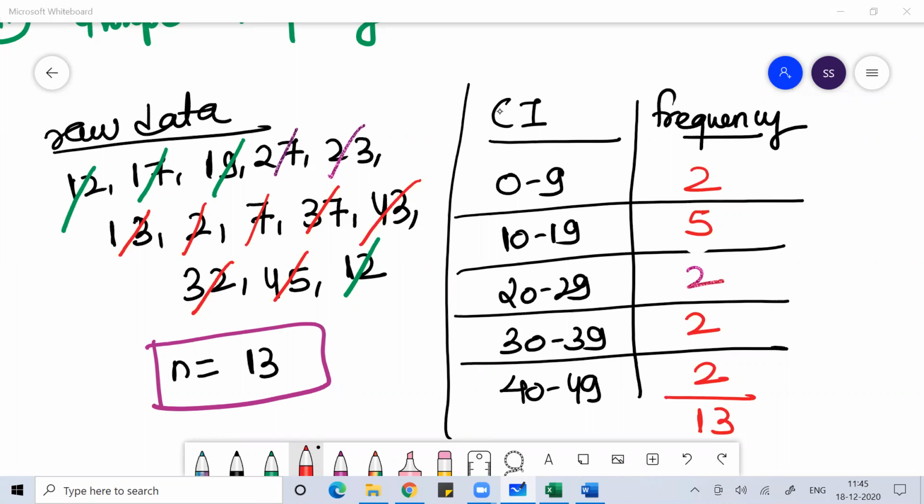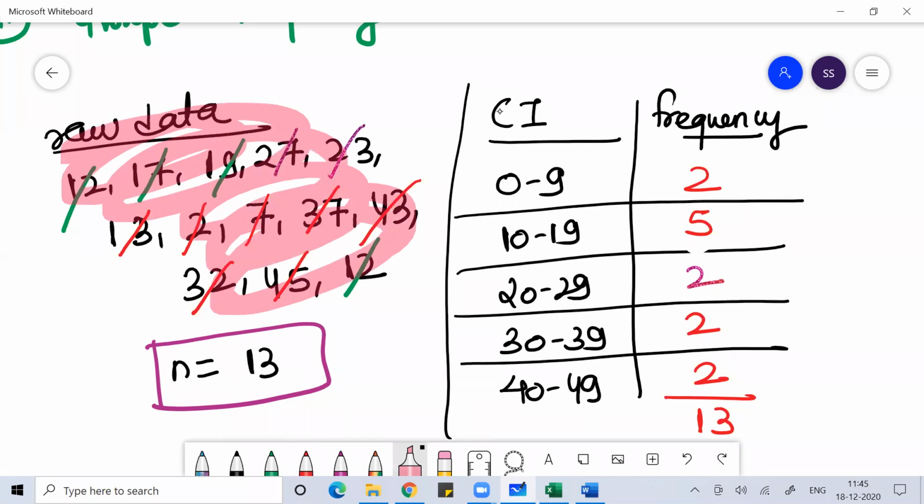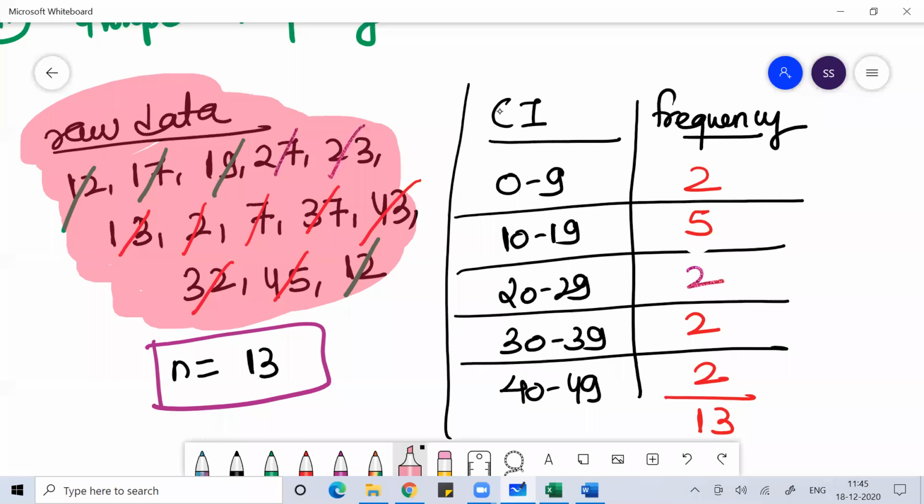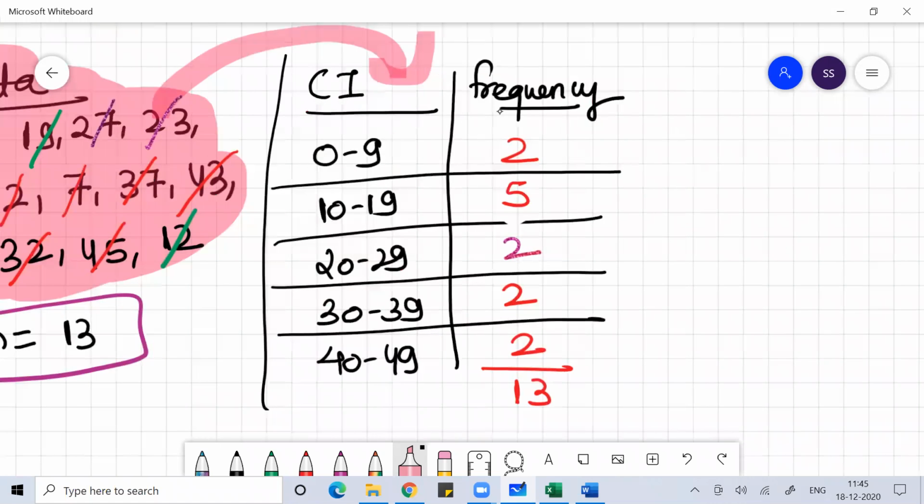So you can write the data either as raw data, like this. Whenever you want to do calculation, any kind of calculation, we'll do the calculation on this raw data, or we can express the same data in this form, where we have class interval and frequency. I hope everyone understands.